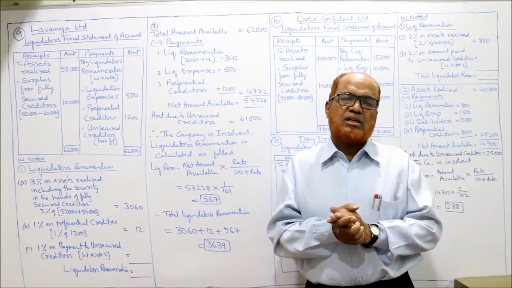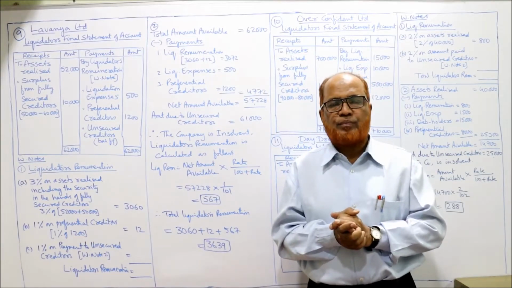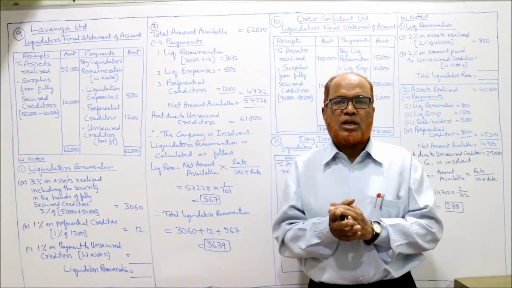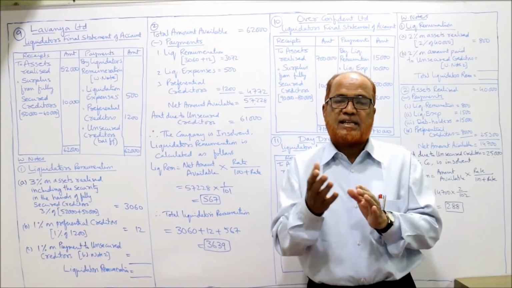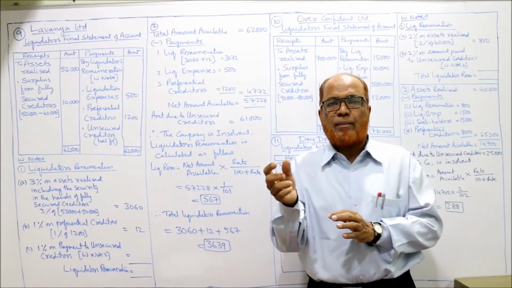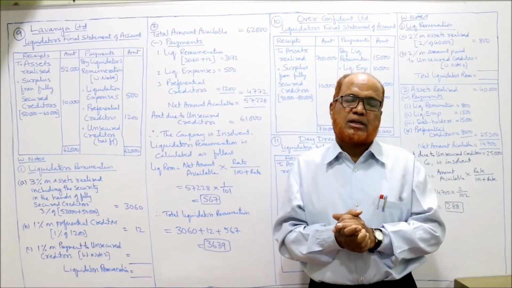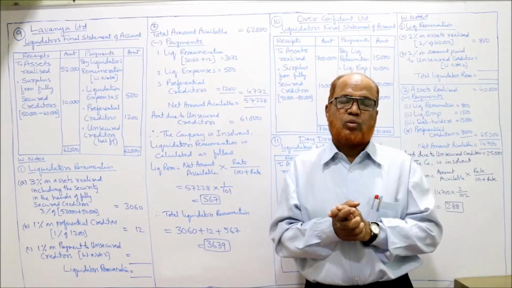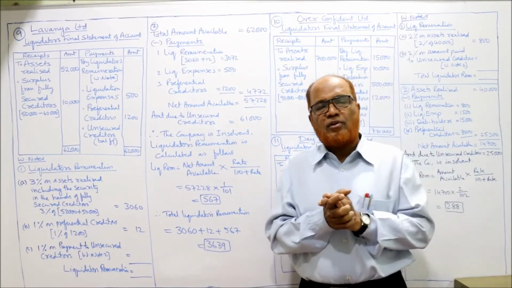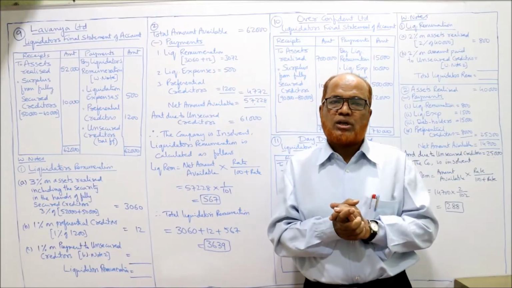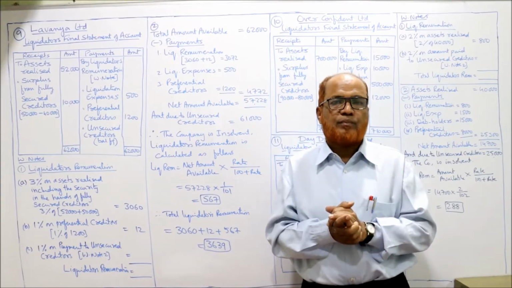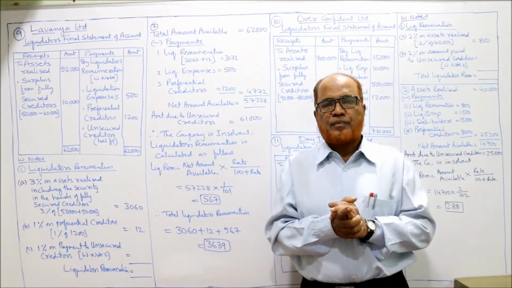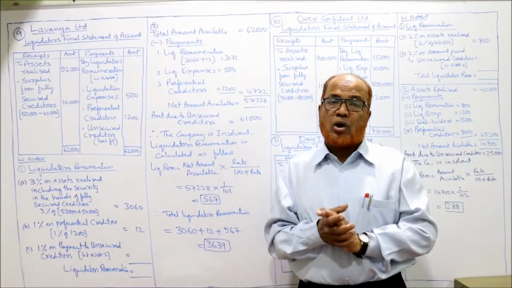Main calculations here are regarding the liquidator's remuneration. In most of the problems, it will be given that the liquidator will be paid remuneration at the rate of so and so % on assets realized, so and so % on amount paid to unsecured creditors. In short problems, we have done so many problems regarding the calculation of liquidator's remuneration. So viewers, if you have not watched my previous video, short answer questions, please go back to that video. Watch the problems on how to calculate the liquidator's remuneration. Then only you will be able to properly understand the long problems.